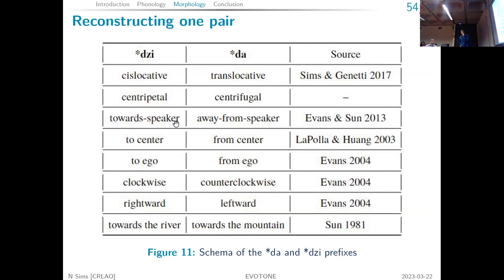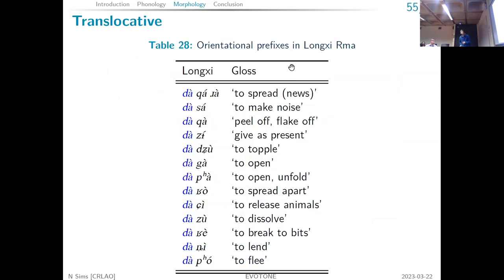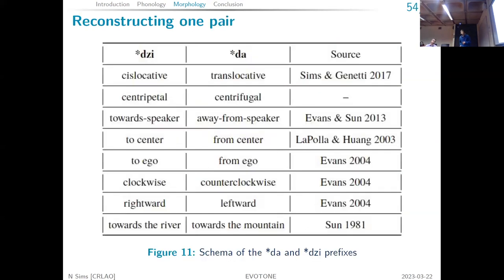So there's this z prefix, which has been called a lot of different things. Cislocative, toward speaker, clockwise, rightward, towards the river. So these labels are different, but I believe they all have a similar core semantics. The da one is out from the center like this, and the other one is in towards the center. So let's look at some examples of these prefixes in their fixed collocations with verbs and see if we can get a sense of these semantics.